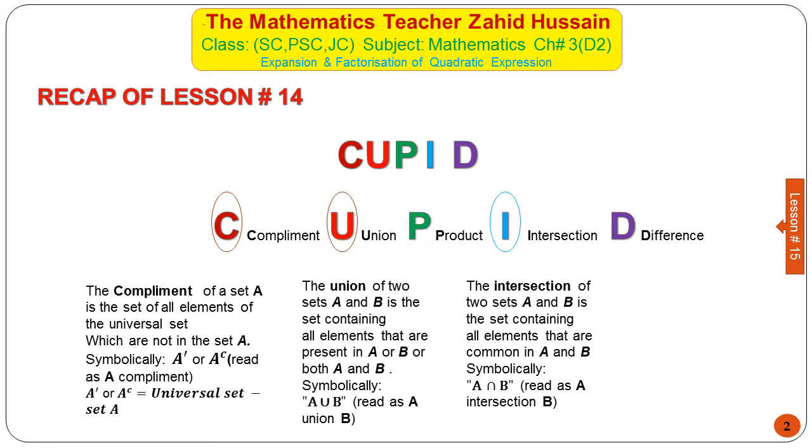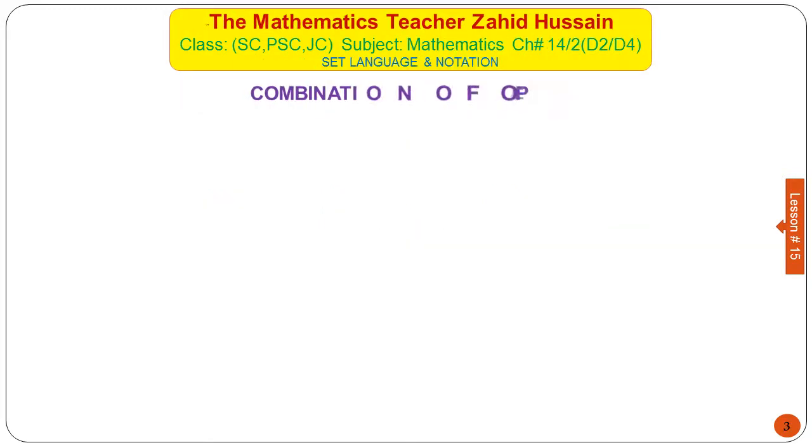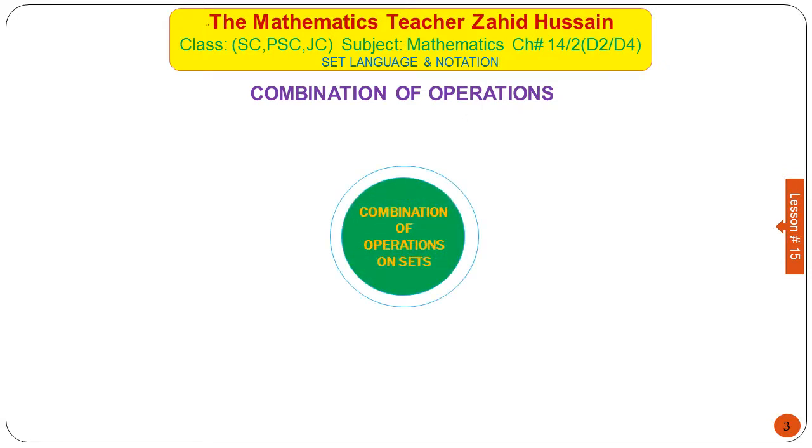In the last lesson, we have solved some questions in which there was only one operation. Now in this lesson, we will look at problems which have more than one operation. So in this lesson, we will study combination of operations. In one problem, more than one operation is given and we will see how to find the answer. Like this: A union B complement. There are two operations. One is union and the other is complement.